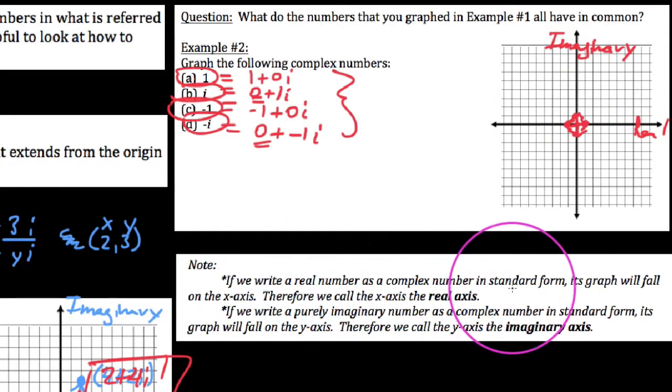So I just write this here. If we write a real number as a complex number in standard form, its graph has to fall on the x-axis. So we call the x-axis the real axis, okay? And also, if we write a purely imaginary number as a complex number in standard form, it has to fall on the y-axis, and so we call the y-axis the imaginary axis, and that's just kind of a recap of what we've already said. So that's how you graph complex numbers. We're going to get into how you write them in trig form next.